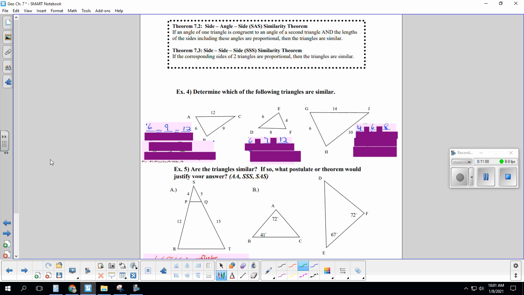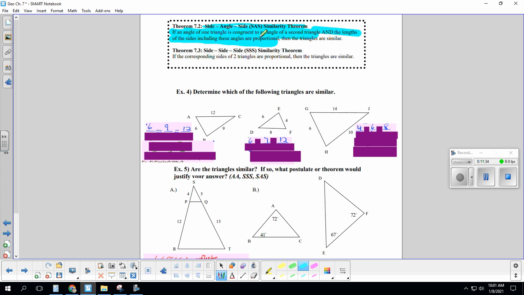On to our next theorems. Theorem 7.2 is our side angle side similarity theorem. Okay, pretty similar to what we did in our previous chapters. So let's write this down. If an angle of one triangle is congruent to an angle of a second triangle, and the lengths of the sides including these angles are proportional. So remember, we're similar triangles, we're not congruent triangles, so the sides have to be proportional.